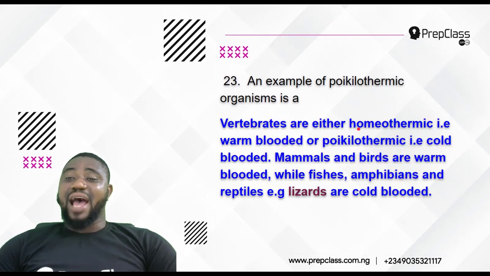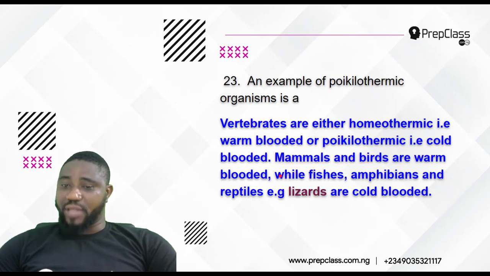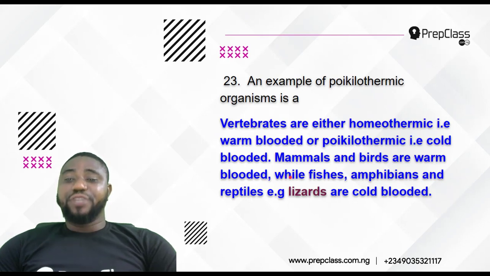Vertebrates are either homeothermic, that is warm-blooded, or poikilothermic, that is cold-blooded. Mammals and birds are homeothermic, they are warm-blooded, while fishes, amphibians, and reptiles, e.g. lizards, are cold-blooded. So you know that the vertebrates are classified into 5.